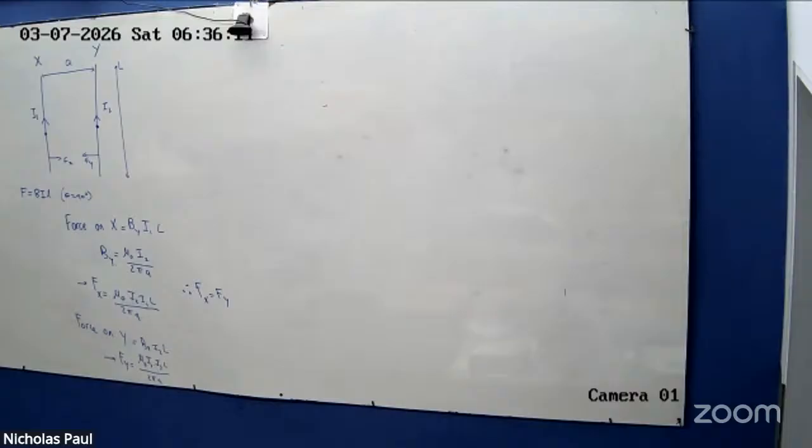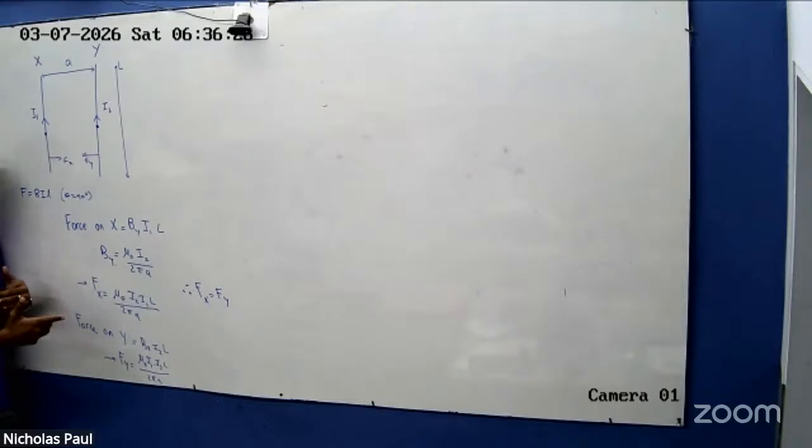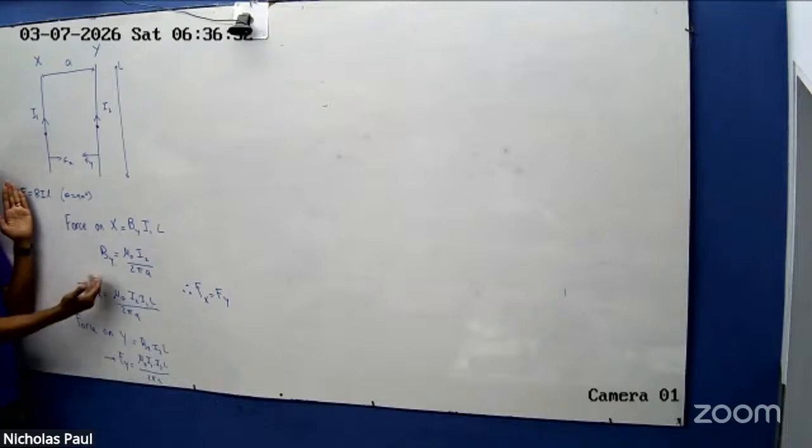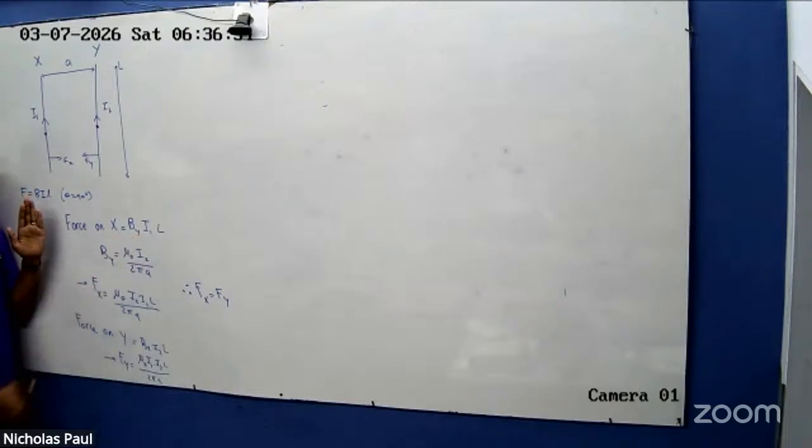So when you did the proof, we see that Fx equals negative Fy, right? Why? Because of the formula. What in the formula makes one positive and one negative? The current. One going one way, one going the other way, so one will be positive, one will be negative.